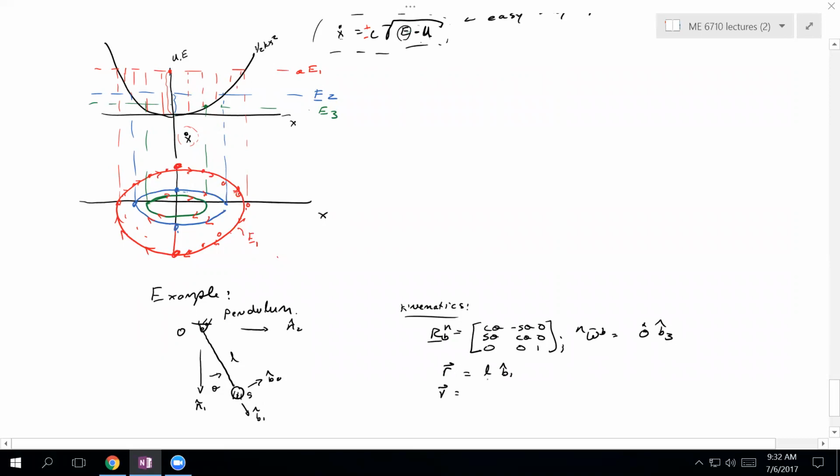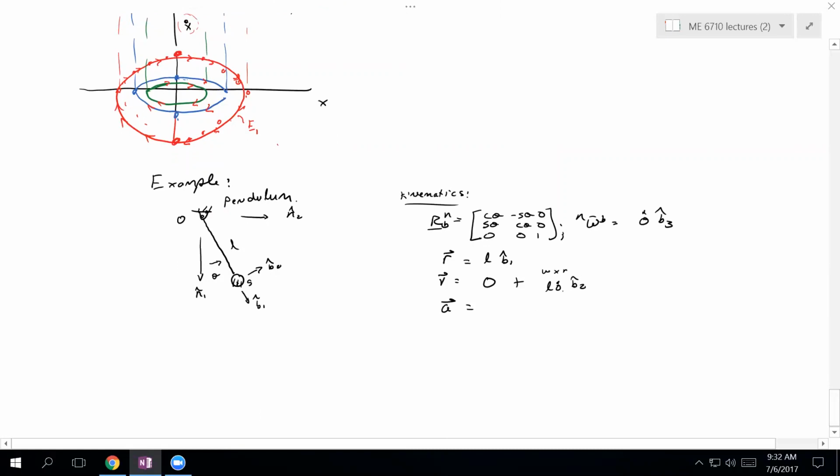The velocity will be the derivative of that first in the B frame plus the angular velocity B with respect to N crossed with the R. This is my omega cross R term here. I get a 3 cross a 1, that's a positive 2. So I get L theta dot in the B2 direction.